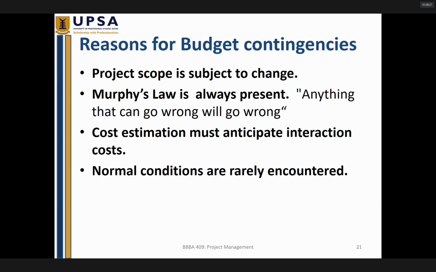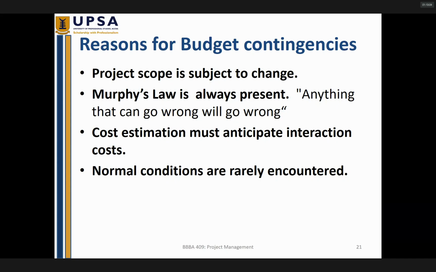This is an additional cost that we are faced with because the excavator has come to work, even though we planned for it. However, there's additional cost that we did not really plan for, and that cost is what we call interaction cost. These interaction costs always exist with us, and cost estimation must anticipate that, and hence the need for contingency budget to accommodate some of these costs.